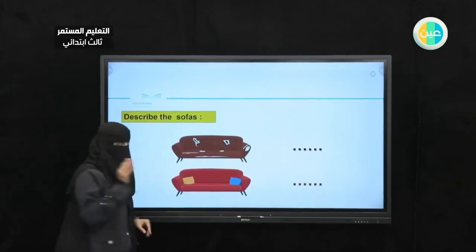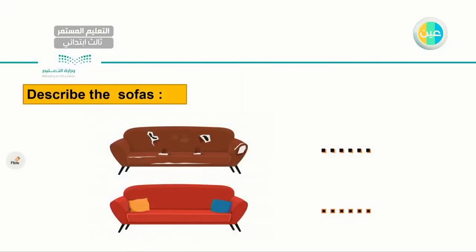If you can remember, and I hope you do, describe the sofas. As you can see, I have two different sofas. Each one will have an adjective that describes it, the opposite of the other one. Who can describe the first sofa for me? It's old. Very good, the sofa is old. Now, the opposite of the adjective old. The sofa below is what? It is new. Very good. So I have old and new, and they are opposites of each other.